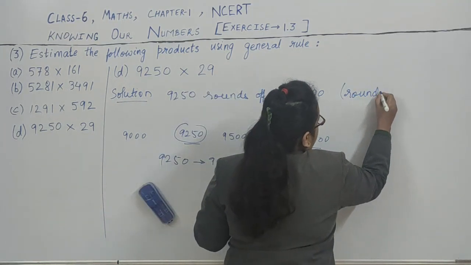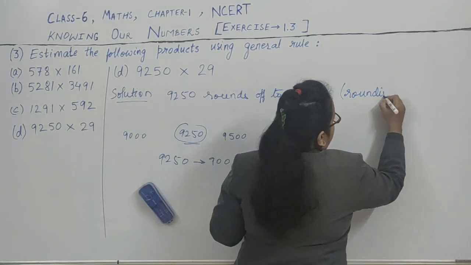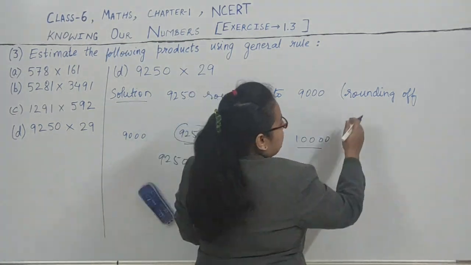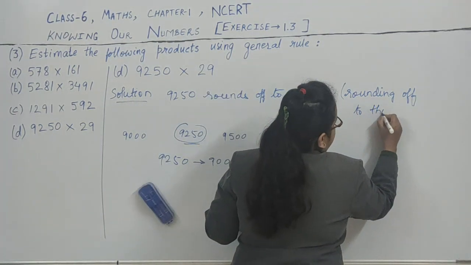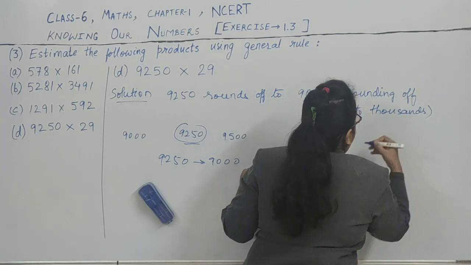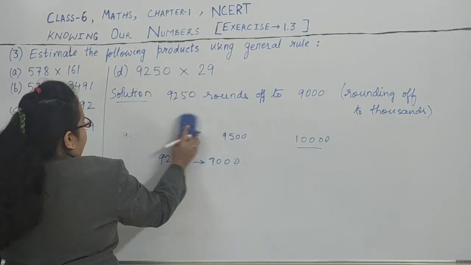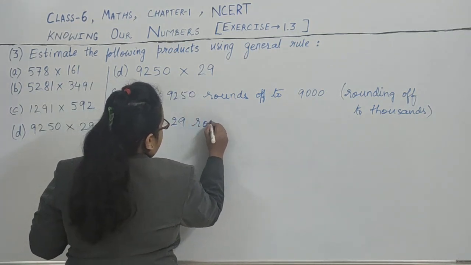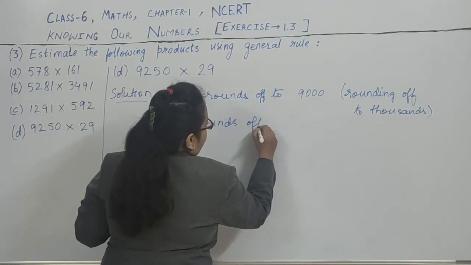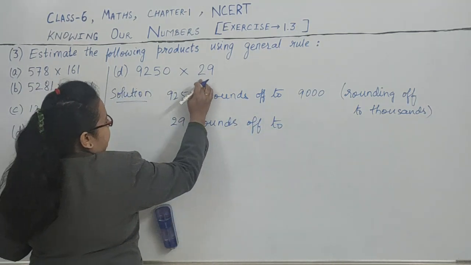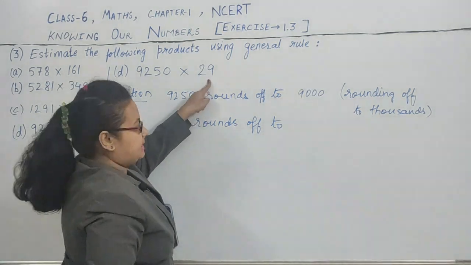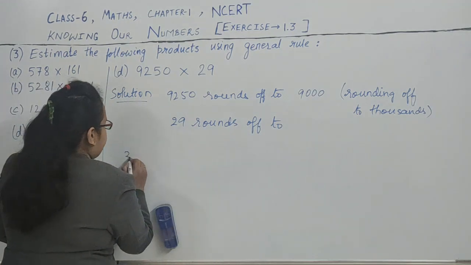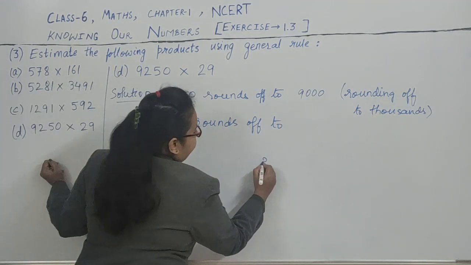Rounding off, what we did, I am writing in the bracket on the side: rounding off to thousands. Now this number 29 will be rounded off to, see, 29 rounds off to what? This is ones and tens. The greatest place for this number is tens. So it will be rounded off to the nearest tens. What are the tens which are nearer to this? The nearer tens are 20 and 30.